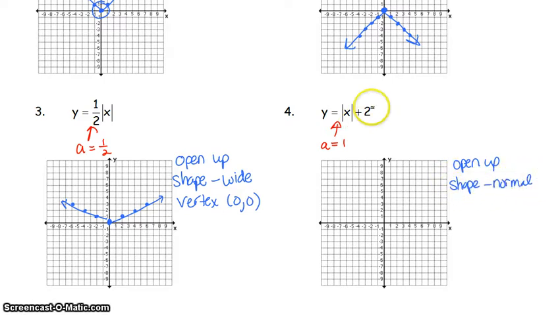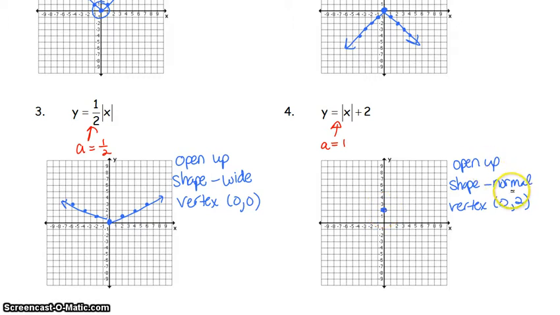Now we have a number being added. Remember, the horizontal shift happens on the inside, the vertical shift happens on the outside. So there is no horizontal shift to our vertex, so our x value is still 0. But now we've gone up 2, so we're going to start at 0, 2. So we're going to start our vertex at 0, 2.